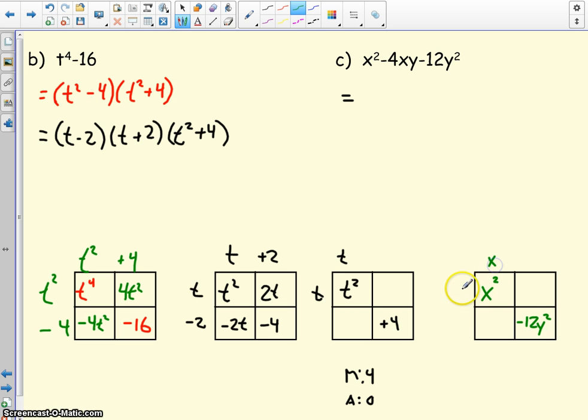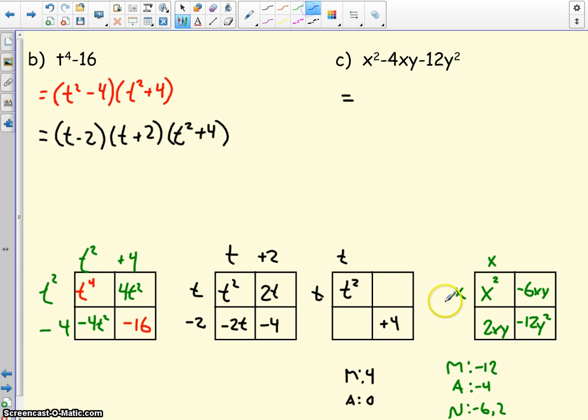And you know if you have x squared here, the only things that can multiply that are x and x. So let's try and take the same approach we did before. What multiplies to negative 12 and adds to negative 4? And those two numbers are going to be negative 6 and 2. But my middle term here has x's and y, so I'm going to have minus 6xy and 2xy.